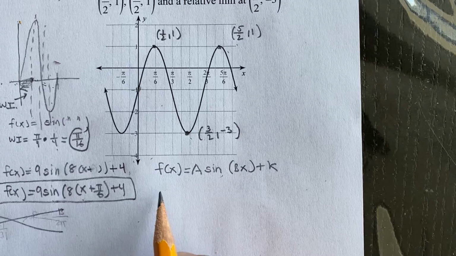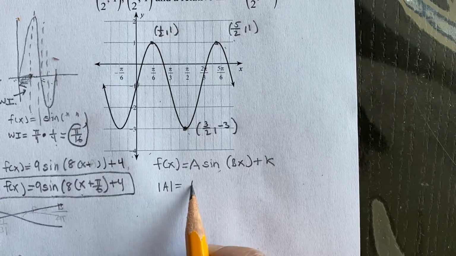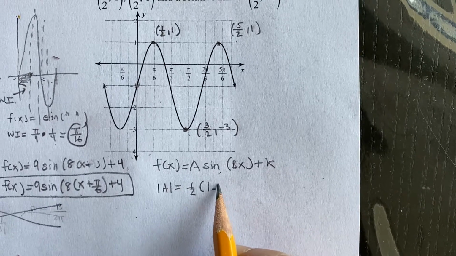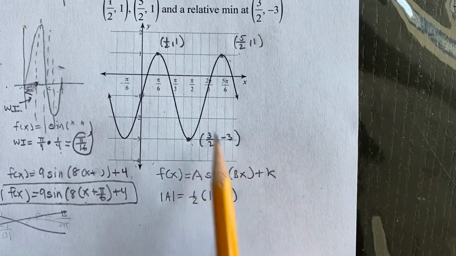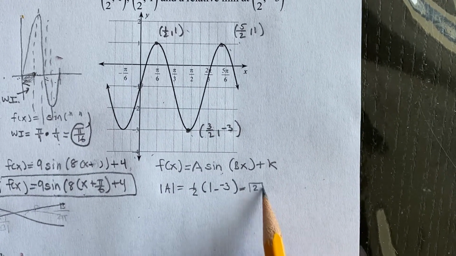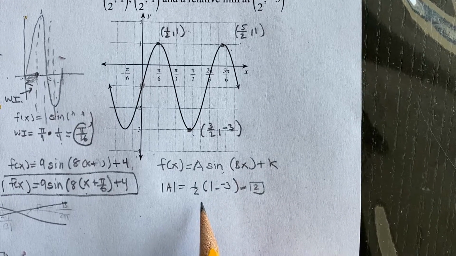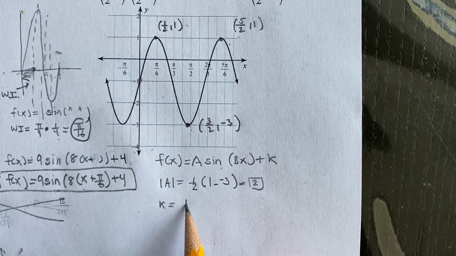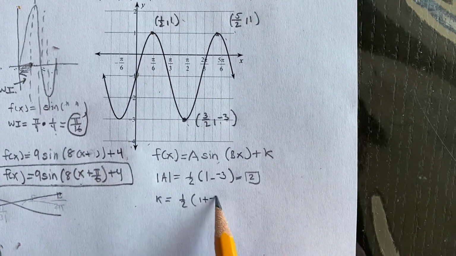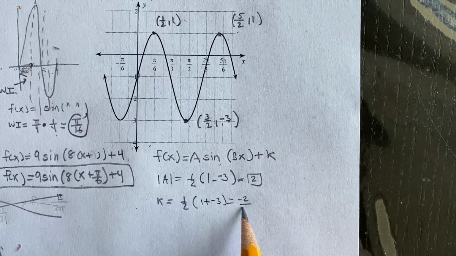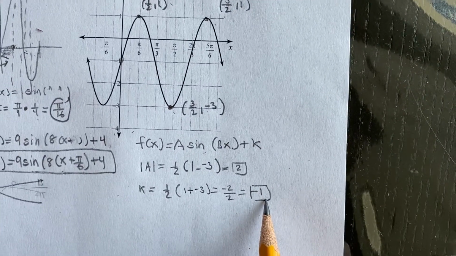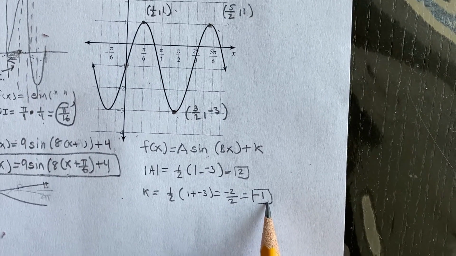All right, so again, go through the process of calculating our amplitude. That's 1/2 max minus min, 1/2 1 minus -3. All right, this is my min, this is my max. And it looks like your amplitude is just going to be 2. Calculate your k while you're at it, right? That's 1/2 max plus the min, so 1 plus -3. We're going to get -2/2, which is just -1. So that's my midline.